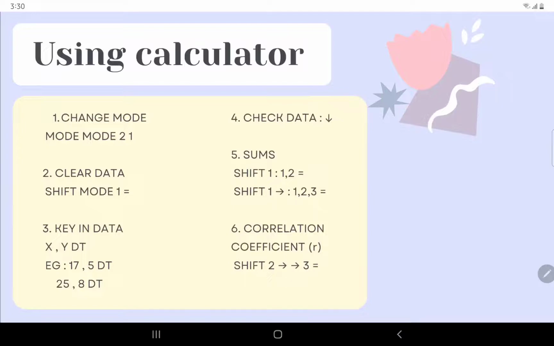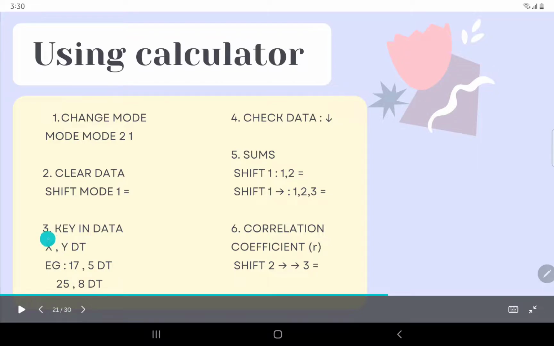Untuk yang model lain, you all kena explore sendiri. Mula-mula change mode. Okay, tekan mode 2 lepas tu 1. Ni saya tak tahu untuk L570 sebab kalkulator saya lain. Kalkulator saya pun guna cara lain. Okay, and then clear data. Okay, lepas tu key in data x dengan y, masukkan nilai x dengan y.